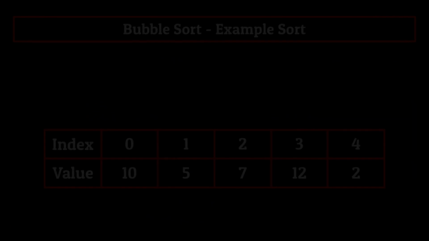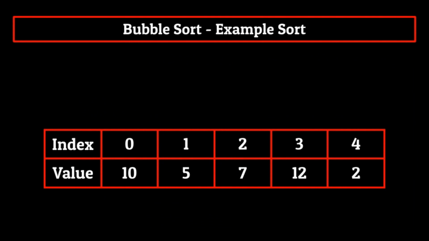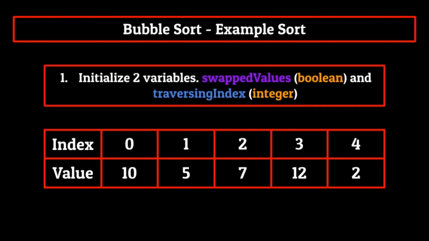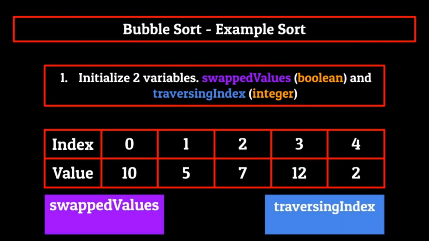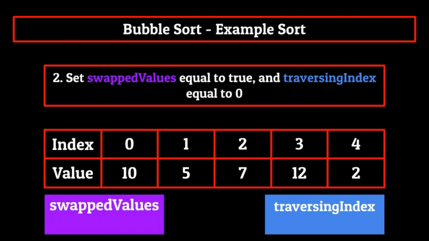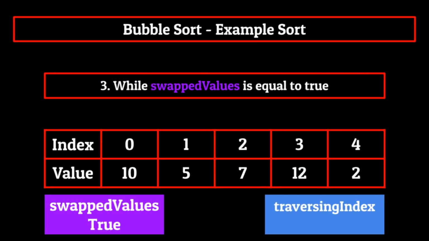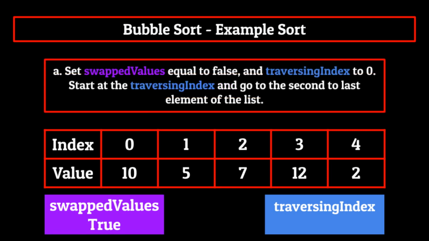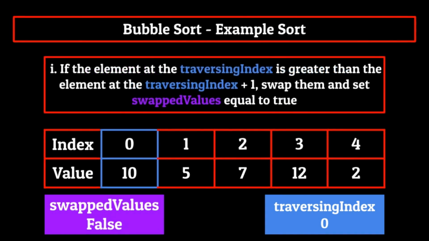So let's again pull up a list of 5 elements that are out of order and perform a bubble sort on it. We start off by declaring our two variables, swapped values and traversing index. Step 2 then requires us to set swapped values equal to true. Then, since swapped values is equal to true, we enter our loop. We immediately set swapped values equal to false. Let's also represent the traversing index on our visuals, and then start off through our list. We compare the value at the traversing index, or 10, with the value 1 above the traversing index, or 5.